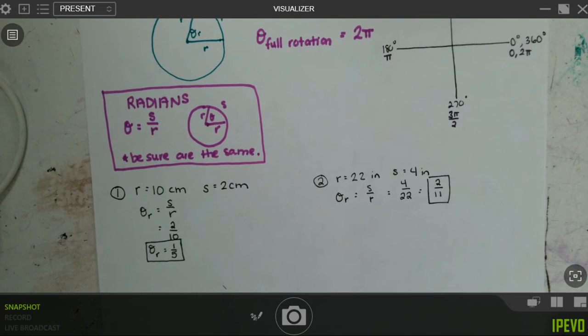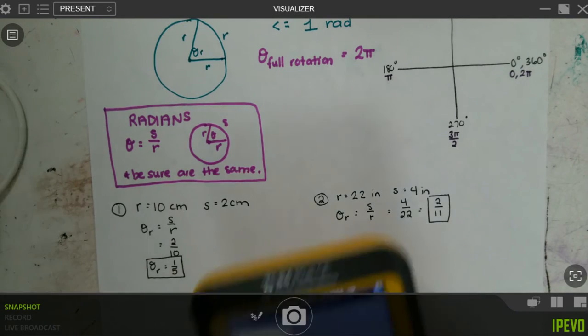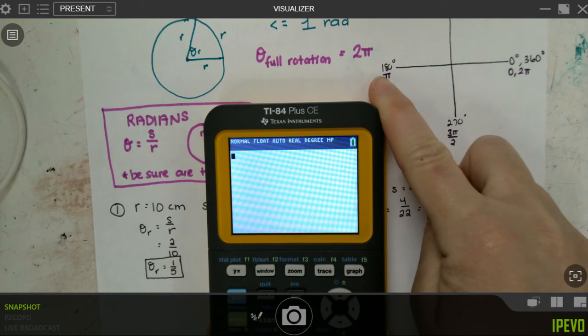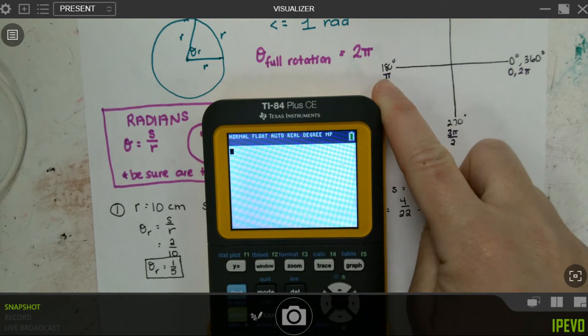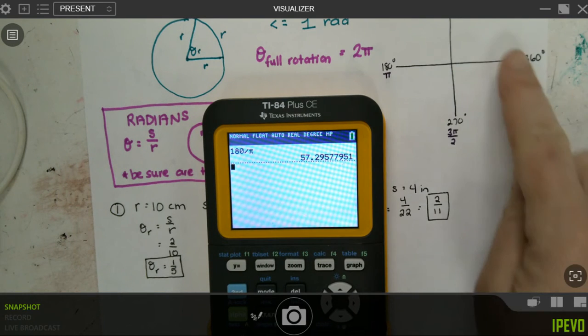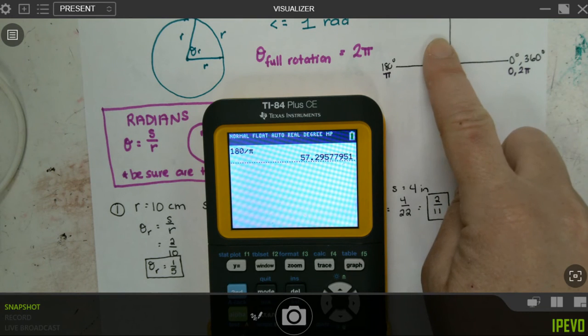And you might be interested, just for a second, I'll just point it out, we don't have to write it down, to see how many degrees 1 radian is equal to. So if 1 radian is 180 and pi, they're the same. 180 divided by pi, about 57 degrees per radian. Okay, so we have pi for this and 180 for this.